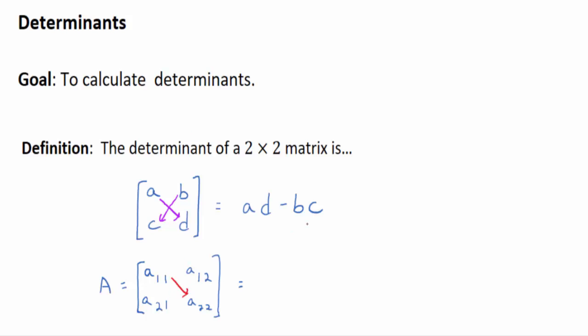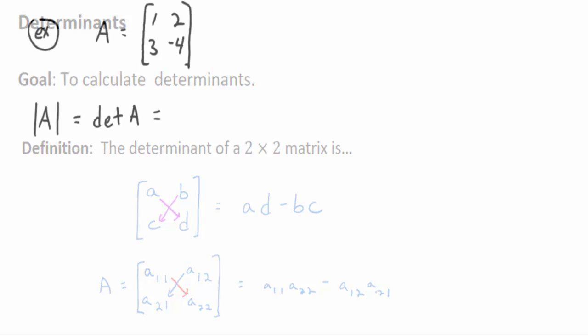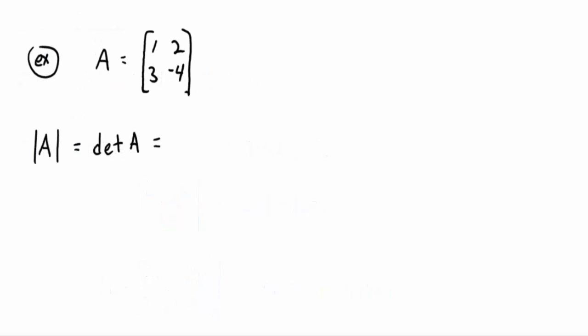Well, if we go from here to here, A1, 1 times A2, 2, right? Minus what? I suppose the order doesn't matter, but if I keep the order that I used up here, what's acting like B is A1, 2, and then times A2, 1. Can you guys tell me what the determinant of the matrix 1, 2, and then 3, negative 4 would be?